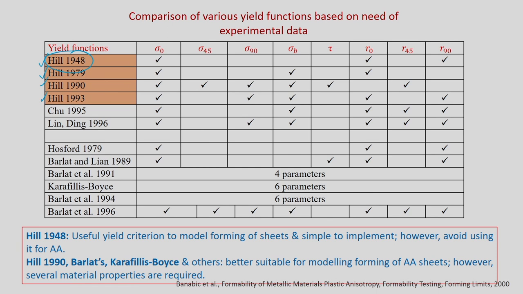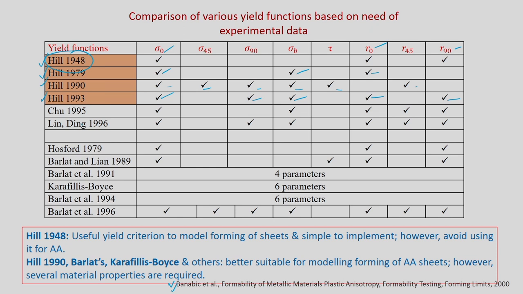Only to what is actually required for us with respect to their characteristics, merits and demerits. This particular table, I took it from this particular book. We redrew this table, and it tells you the different yield functions available plus what data are required if you want to use each yield function. For example, for Hill 1948, as we discussed, you need sigma 0 or sigma 90, any one, then R0, R90. For 79 also we have seen sigma 0, then of course sigma b was introduced, then R0 is required. Sigma 90, there are a lot of things required. You can look into that equation. For 93 also we said only 5: sigma 0, sigma 90, sigma b, R0, R90.